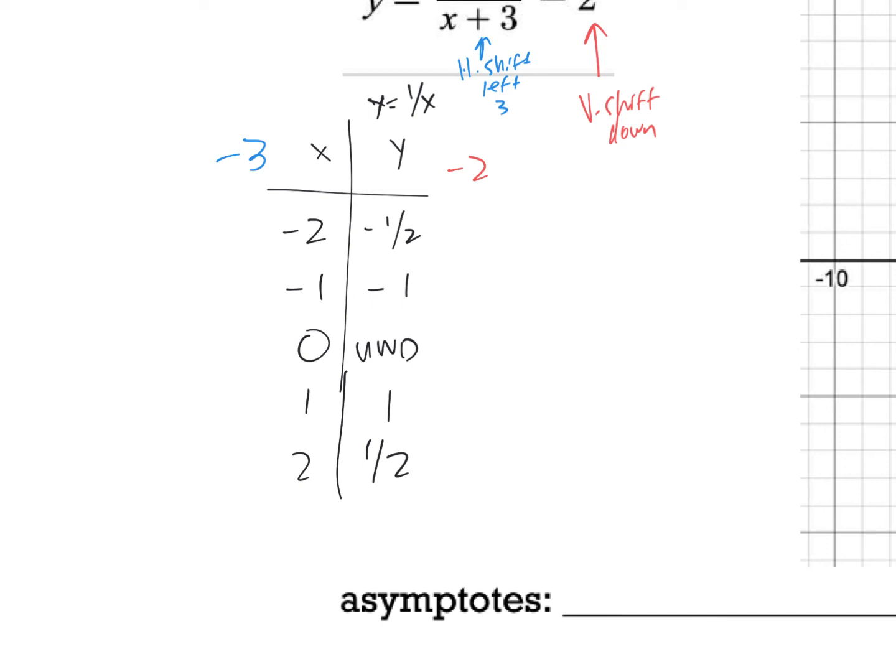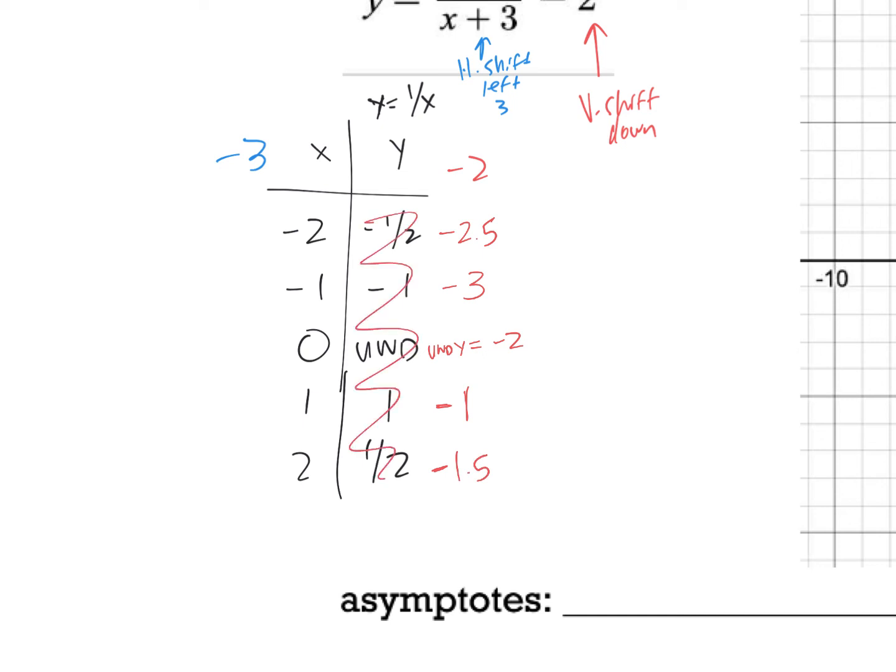So I've got -1/2 minus 2, which is -2.5. -1 minus 2, which is -3. Undefined minus 2, which, remember, is still going to be undefined technically, but it's going to shift my asymptote down 2 units. I've got 1 minus 2, which is -1, and then 1/2 minus 2 is a -1.5. Okay, so I'm out with the old, in with the new on my y coordinates.